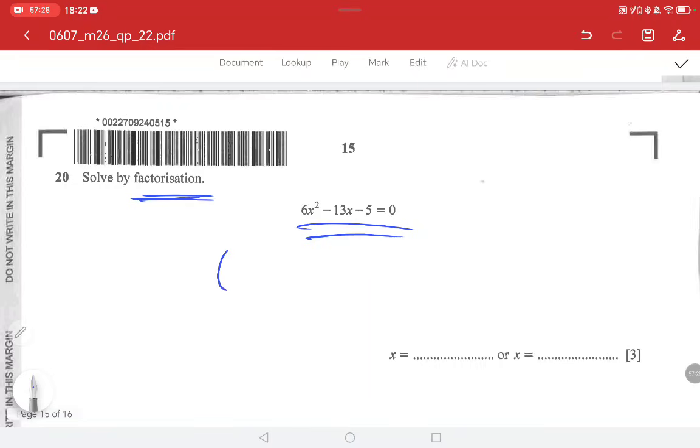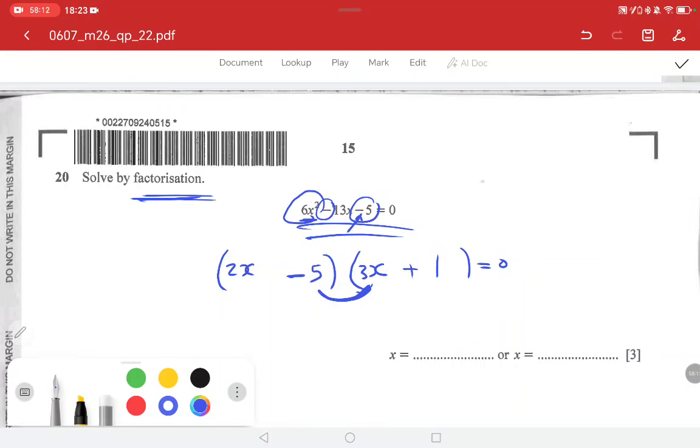Here, let's see how we can factorize this one. So 6x squared is a product of what? Of 2x times 3x. Okay, how about negative 5? It should be like 1 times 5. We will try and see. Or no, I think it should be 5 and 1. Since this one is negative, it means they have different signs. The big one will take the same sign as the middle. So this is the big one, negative, and this one will be positive.